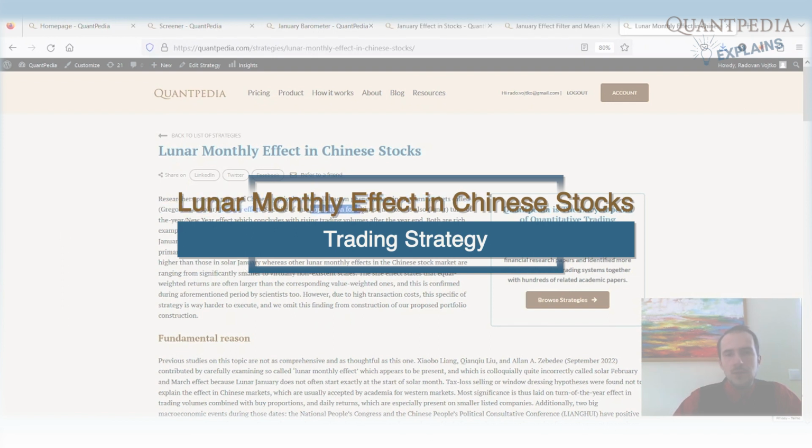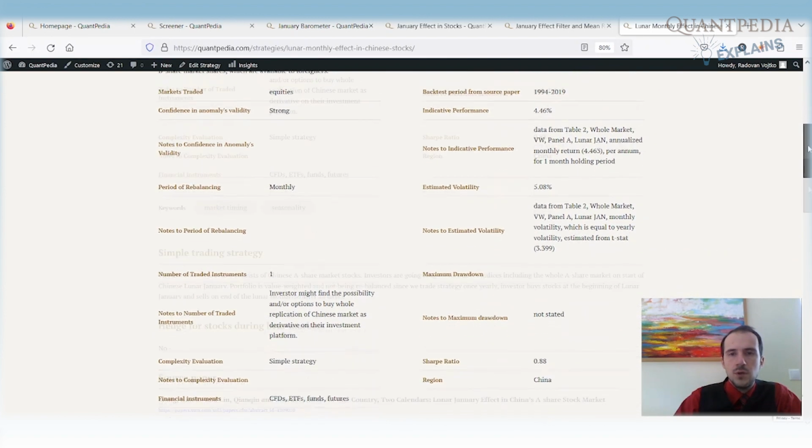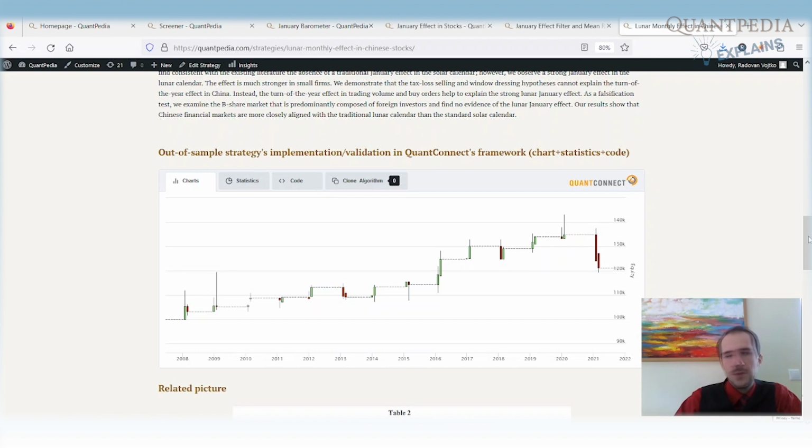When we want to apply this strategy to the Chinese market, we must understand what the calendar looks like in China. China uses the lunar calendar, and for them, the lunar January usually spans from late January to mid-March, which is different from the solar calendar used in the West. So when we amend the strategy for the Chinese market, it says that we should buy stocks during the lunar January, in the few weeks after the start of the Chinese New Year. If we download the data and look at the performance, we can see that this is right. The strategy is really significantly profitable, and it works especially well for the Chinese Lunar New Year.